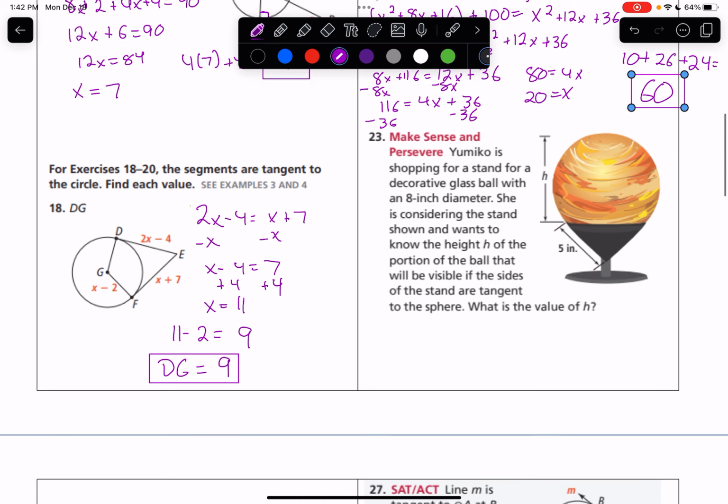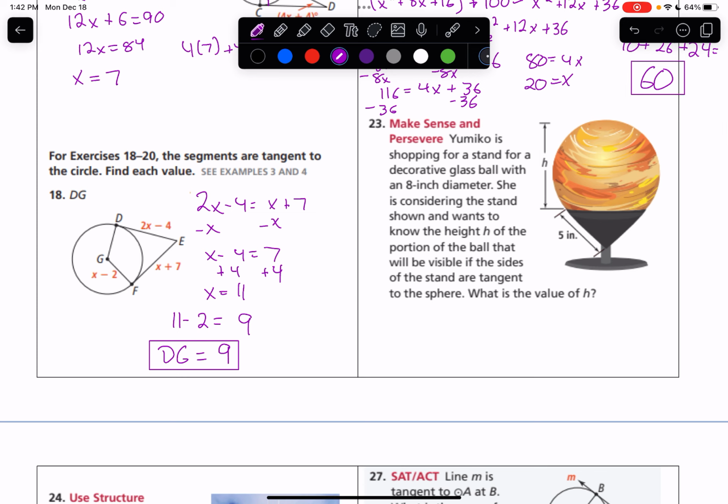Number 23. Yumiko is shopping for a stand for a decorative glass ball with an 8-inch diameter. She is considering the stand shown and wants to know the height h of the portion of the ball that will be visible if the sides of the stand are tangent to the sphere. What is the value of h?